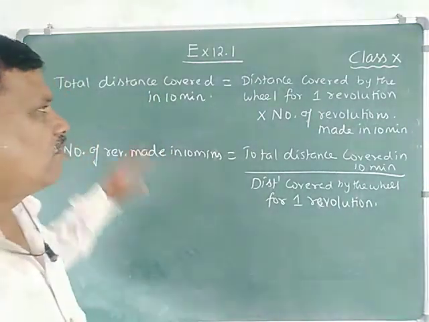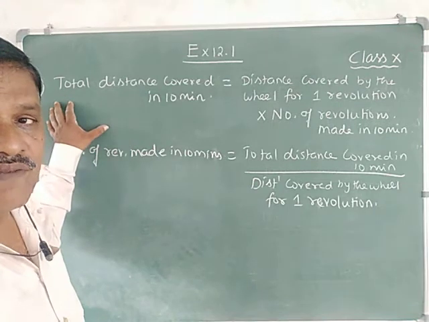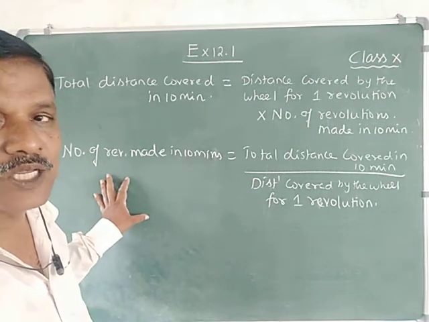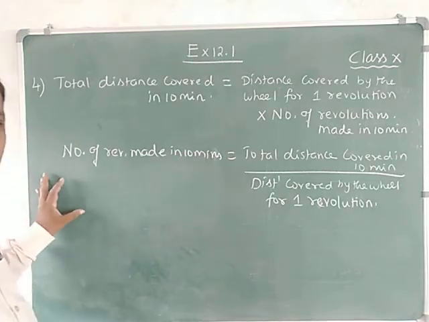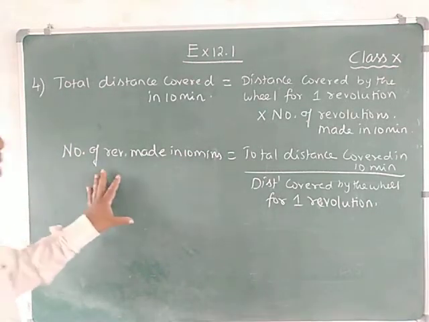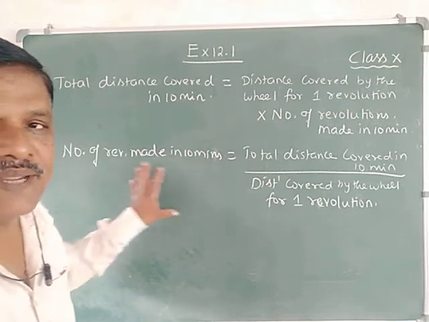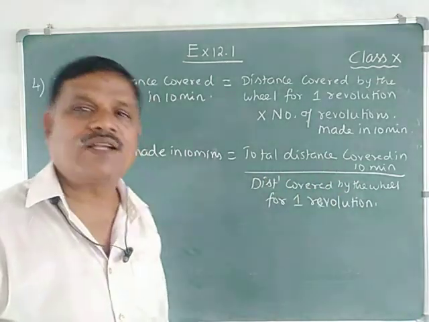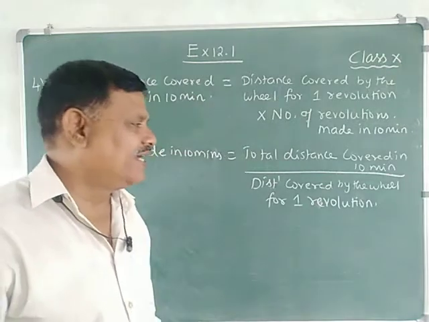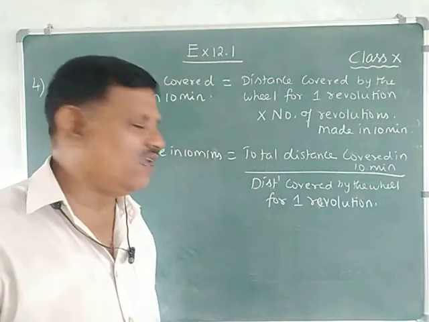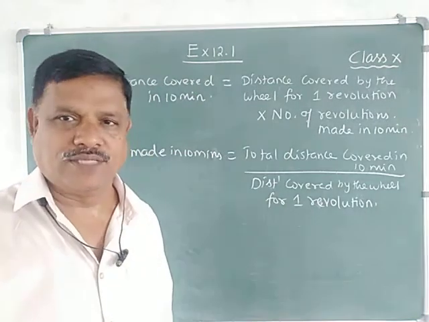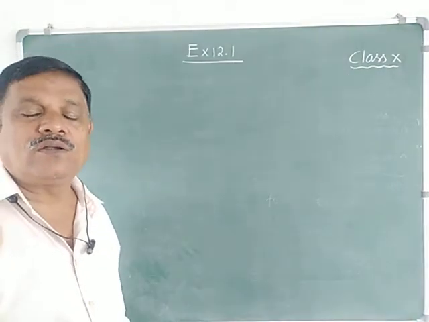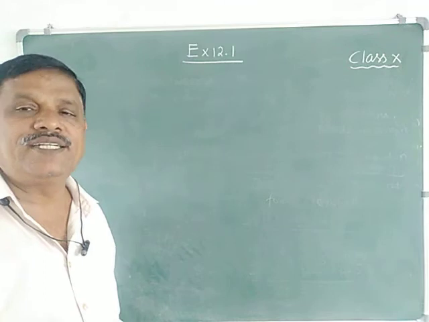Okay, now this is the original formula. From this we derived the required formula to solve this particular problem. So now what is the formula? Number of revolutions made in 10 minutes is equal to total distance covered in 10 minutes by distance covered by the wheel for one revolution. Okay. Now we find the total distance covered in 10 minutes.